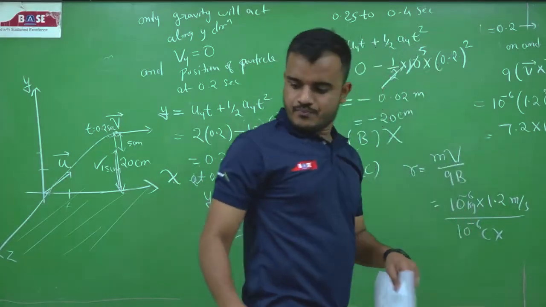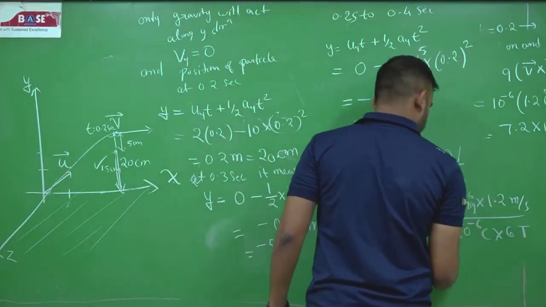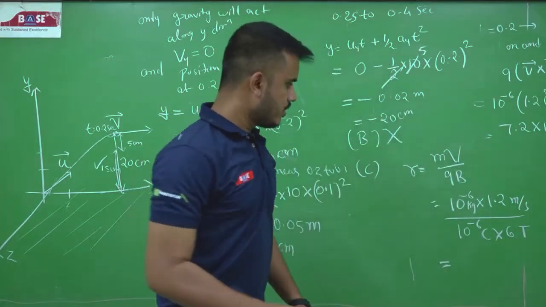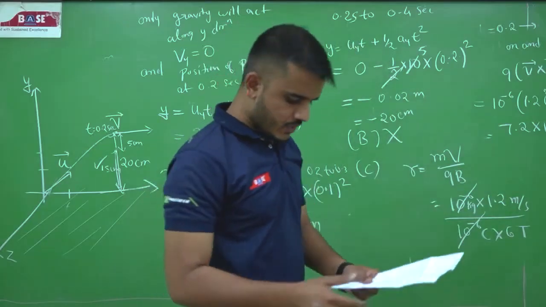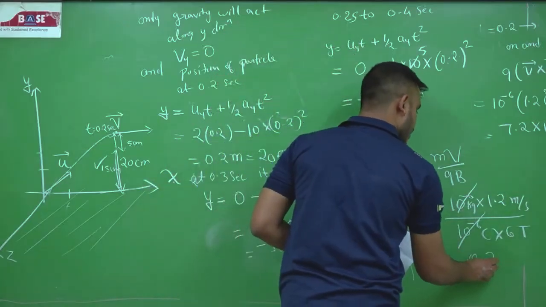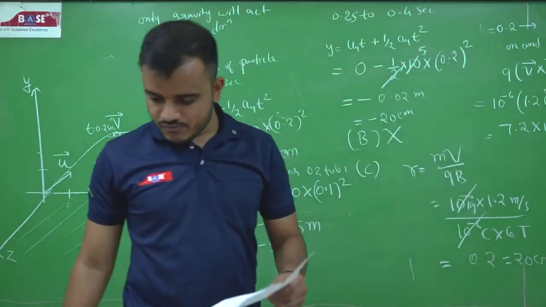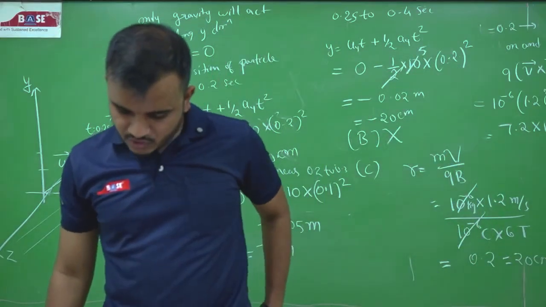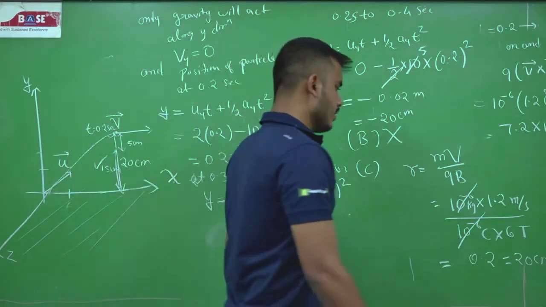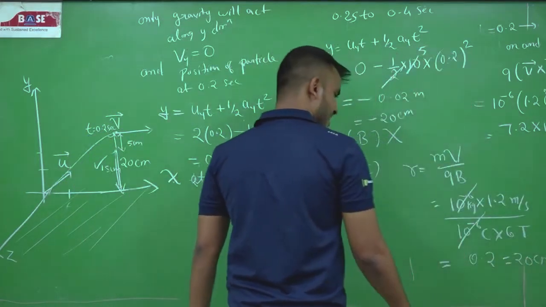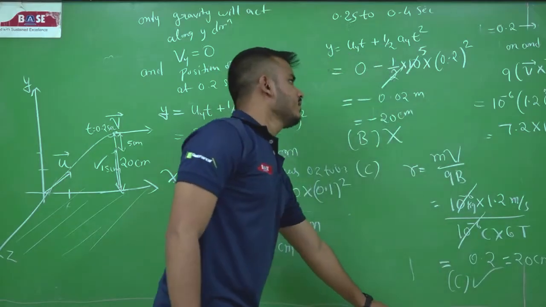It is given here, 6 Tesla. So from here this will get cancelled, and we get 0.2 meter. It means 20 centimeter. So in the option, the radius of trajectory of the particle for t greater than 0.2 is 20 centimeter. So option C is also correct. Now come to option D.